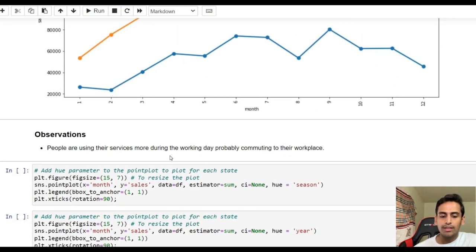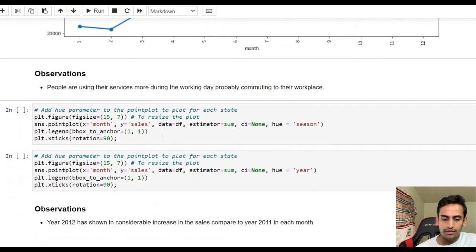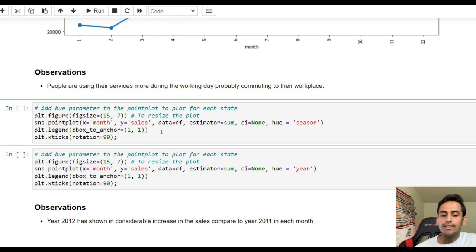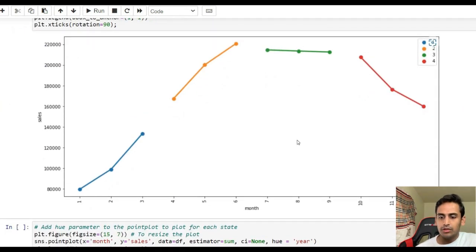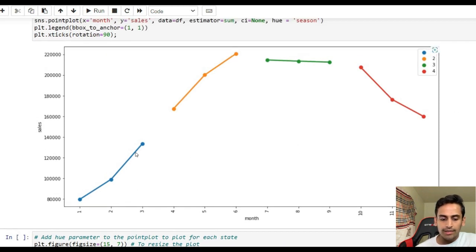So people might be using these services during the working day, probably commuting to their workplaces. And let's see the same line chart or time series chart based on season. So based on season, we can see that this is our season 1, the orange one is season 2, green is season 3, and season 4 is red. So we can see that season 2 and season 3 seem like the seasons of spring and summer, and that's why we are seeing the majority of the sales.